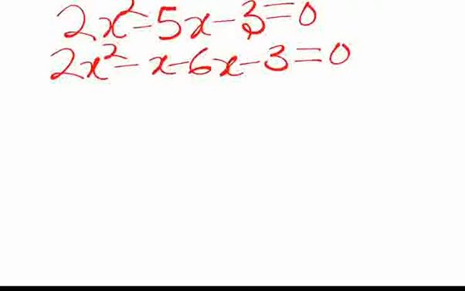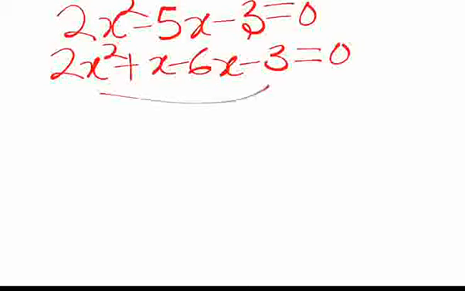Let's check that. Minus 6x times plus x will give us minus 6x squared, which is the product. Then similarly, plus x minus 6x will give us this minus 5x, which is the sum or difference. So the factors are plus x and minus 6x.